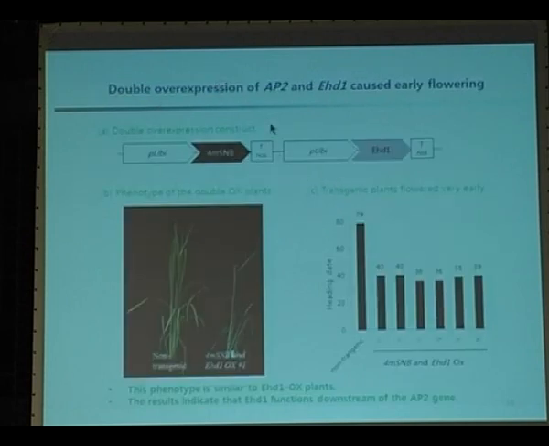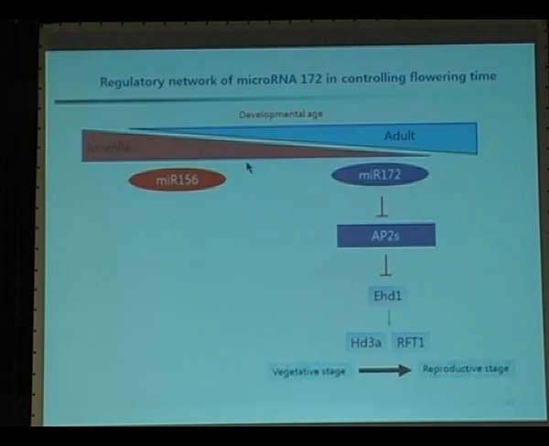Try to find out what is the target of this AP2. We made a double construct between this AP2 overexpressor and EHD1, which is working very downstream of flowering signal. And the phenotype is early flowering, in other words, follows EHD1, indicating that EHD1 functions downstream of AP2.